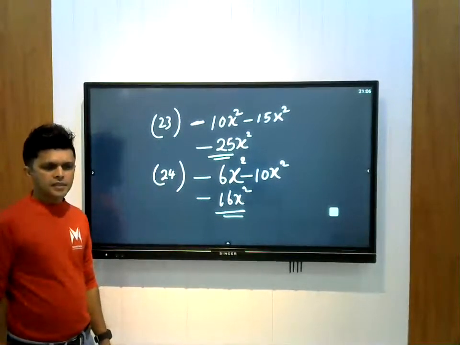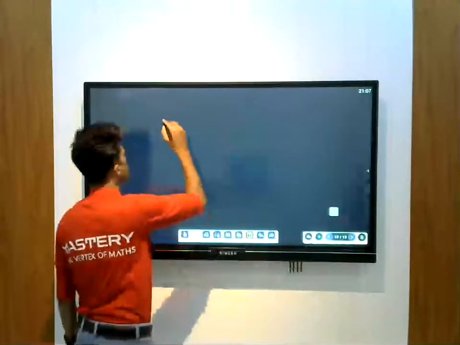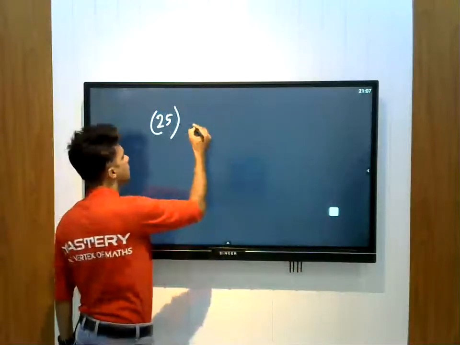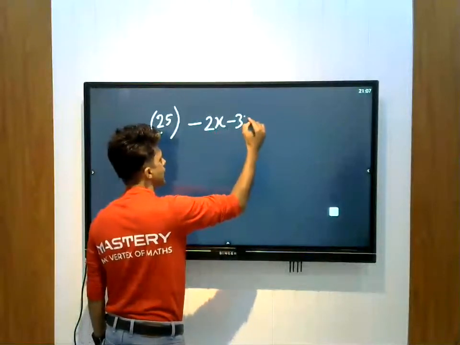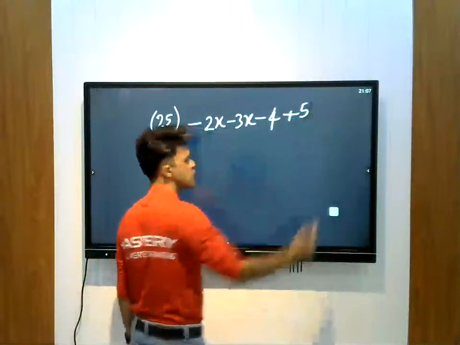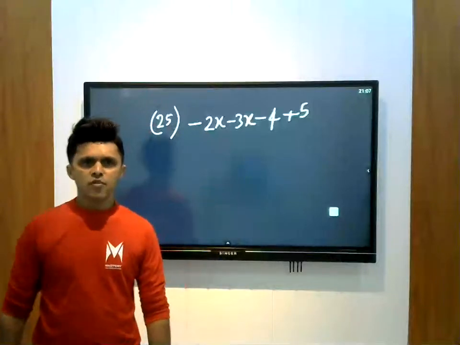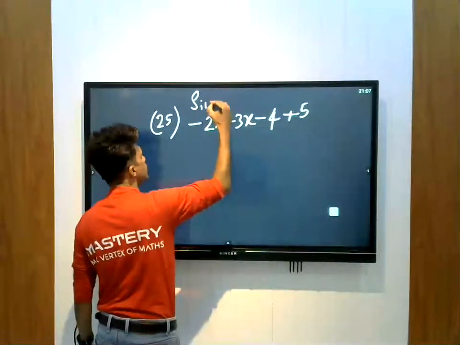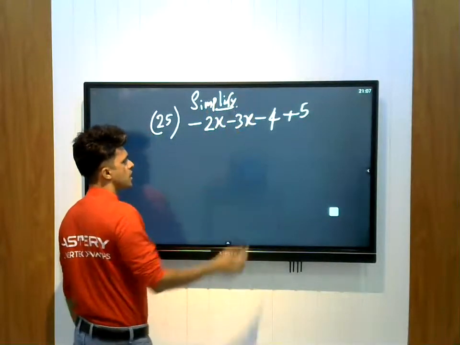Okay. The other question, the 25th question, is minus 2x minus 3x minus 4 plus 5. You need to simplify this. How can you simplify this type of one? You need to simplify the like terms.